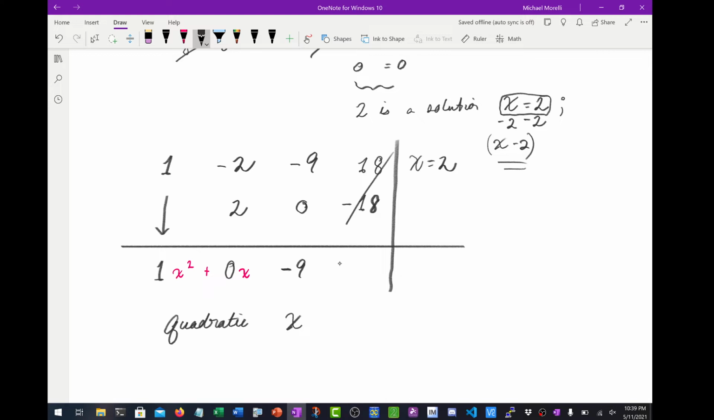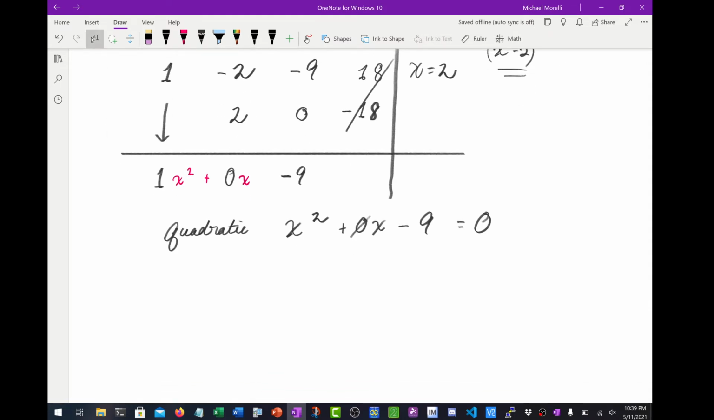Is going to be x squared plus 0x minus 9 equals 0. And now we need to factor this quadratic. We're going to just try simple factoring because the leading coefficient is 1. Okay, we can try simple factoring.